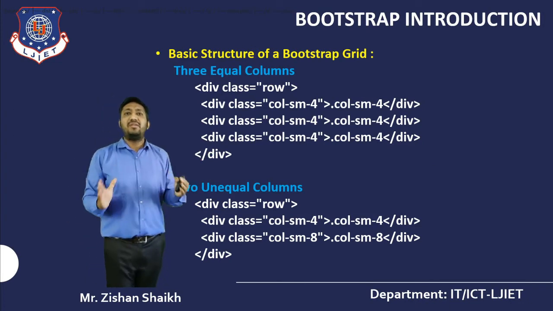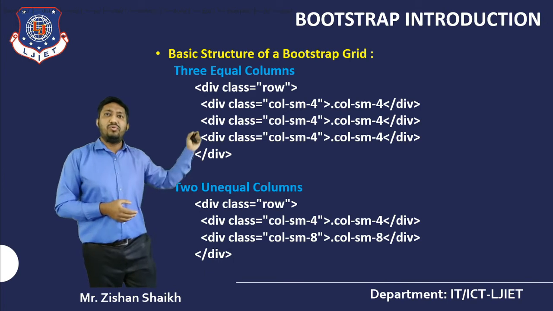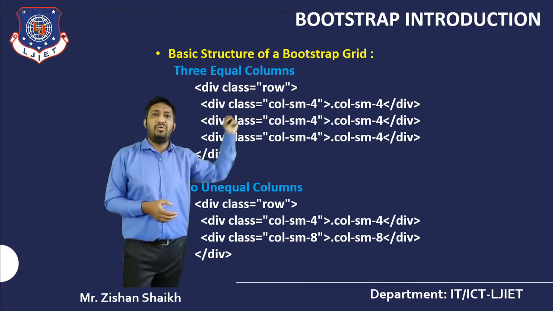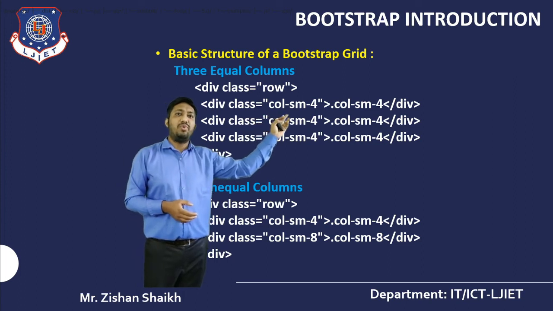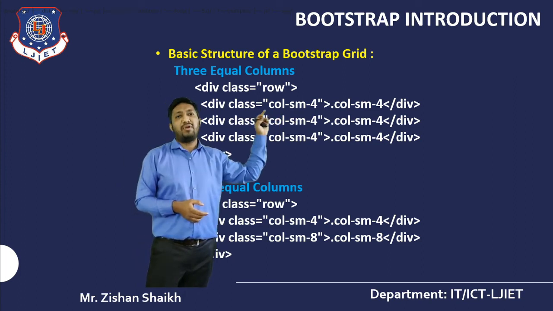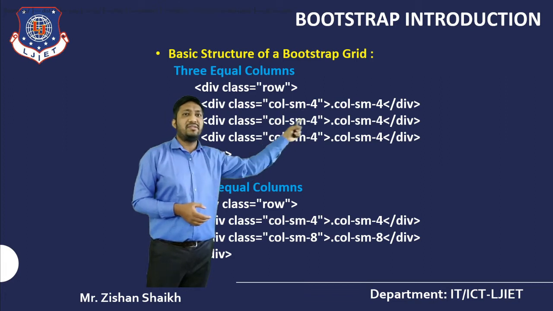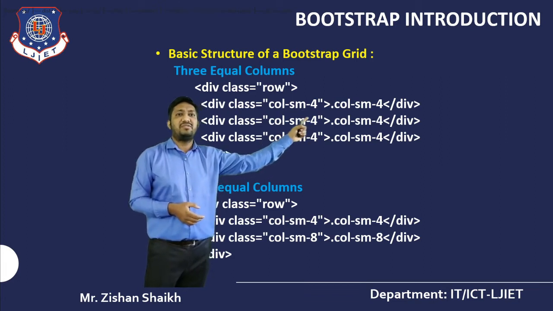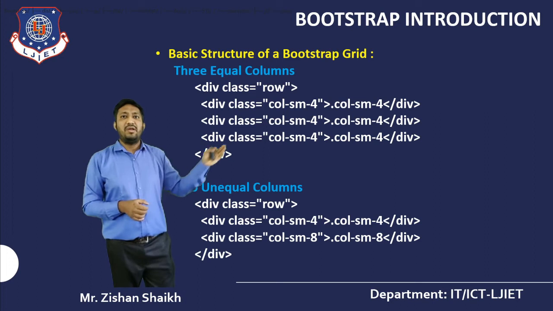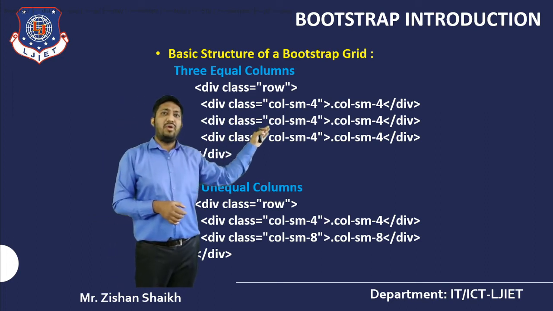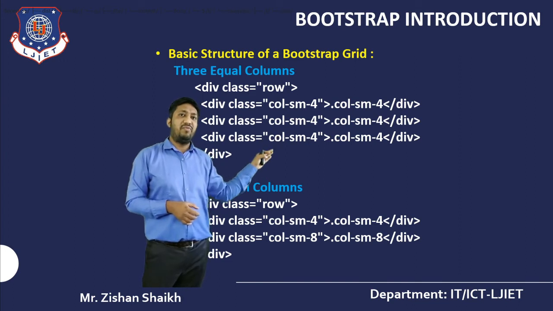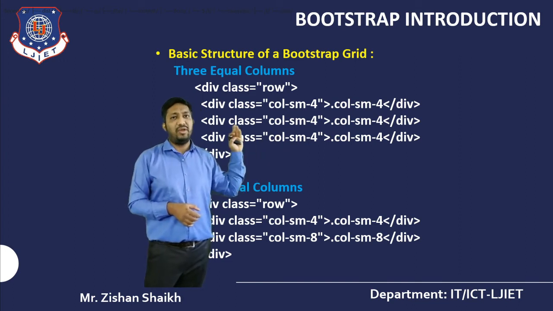If I want to create 3 equal columns using Bootstrap, my first div class is equal to row, then div class col-sm-4, and my div tag is ending. This is the normal text, you just call col-sm-4, so that data will be displayed. The same way for the next column, I am writing div col-sm-4, and the same way for col-sm-4 here.